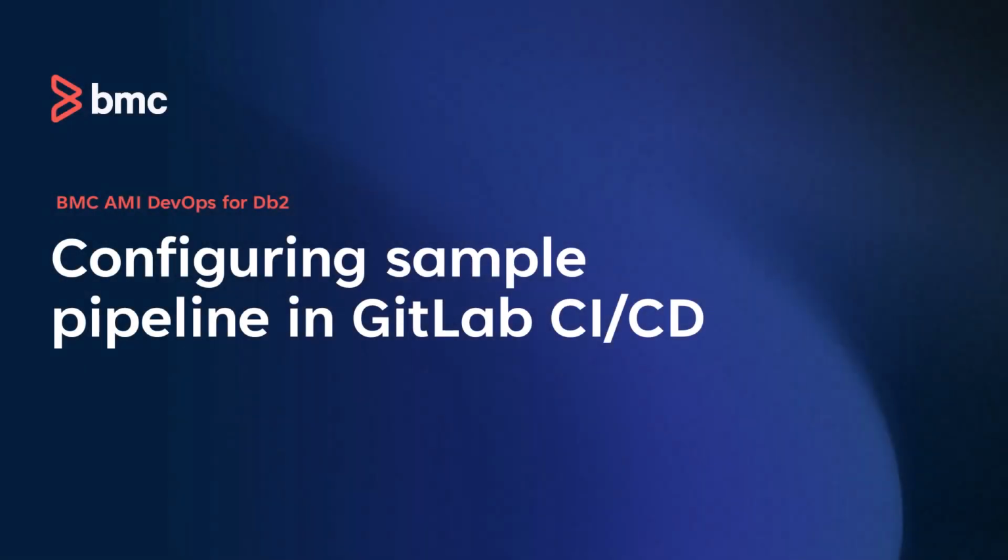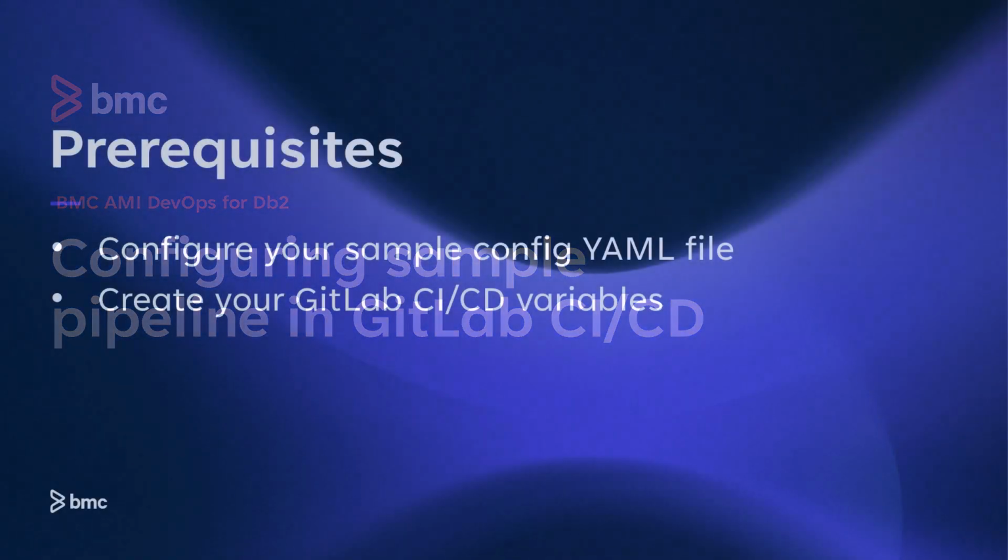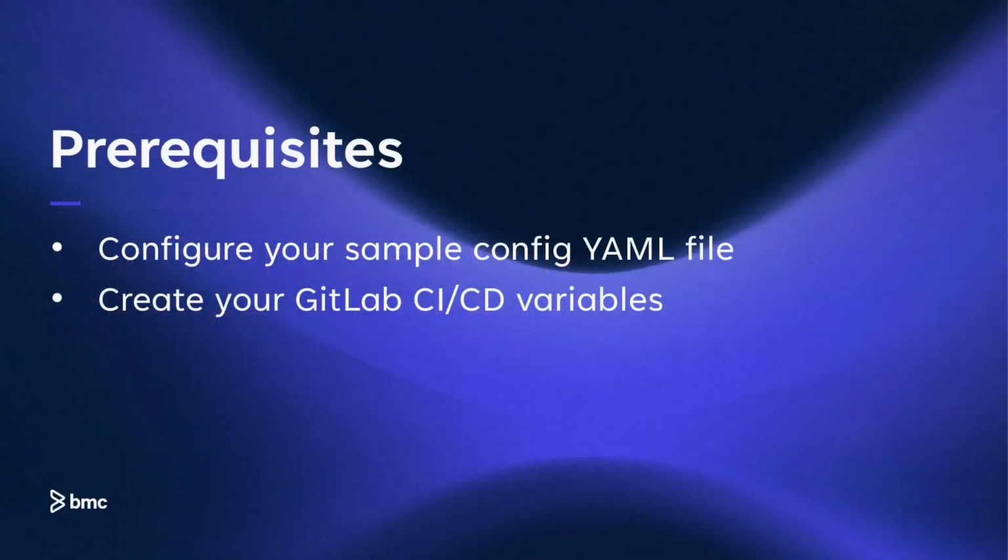In this quick course, you will learn how to configure and upload a sample GitLab CI/CD schema migration pipeline for the Universal Connector application in BMC AMI DevOps for DB2. Before you begin, make sure that you have configured your sample config YAML file and created the required GitLab variables. For more information, see the additional Universal Connector quick courses and product documentation in the video description.